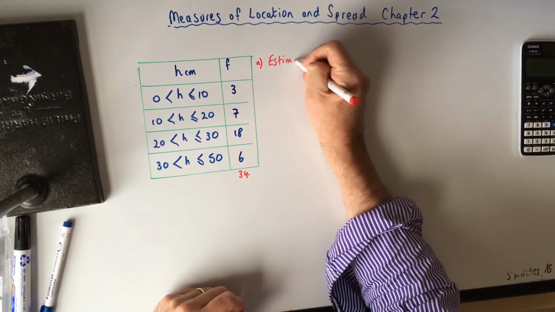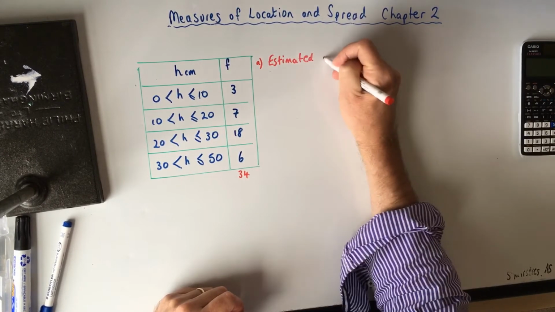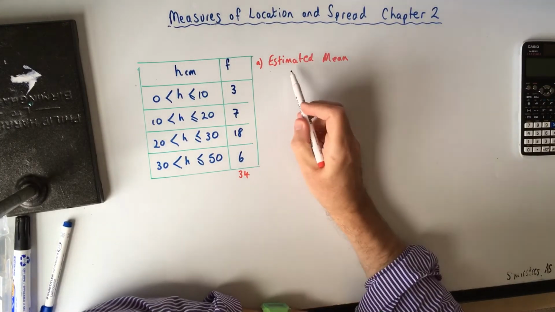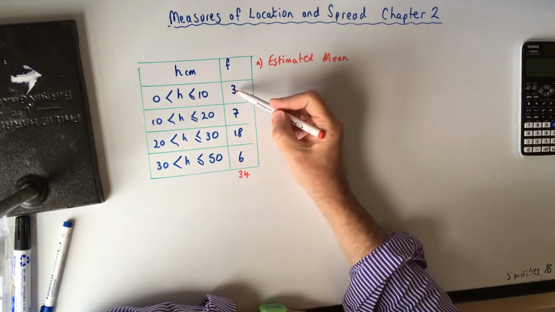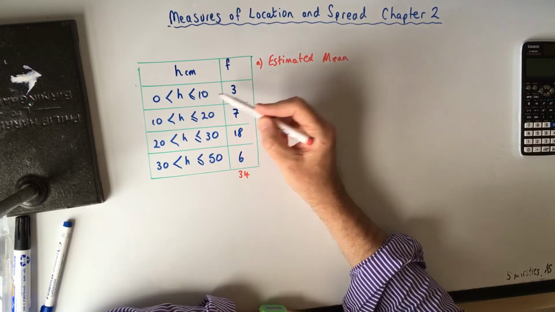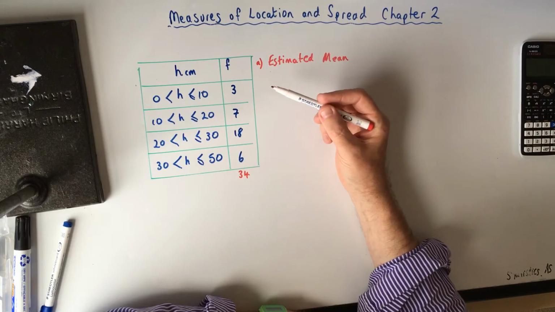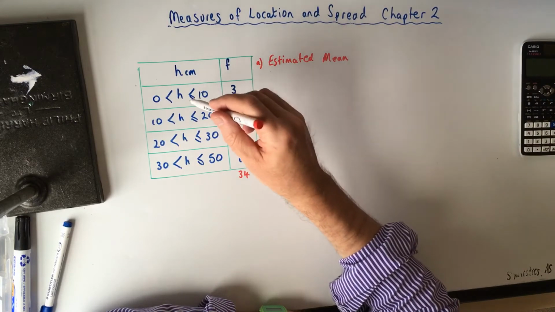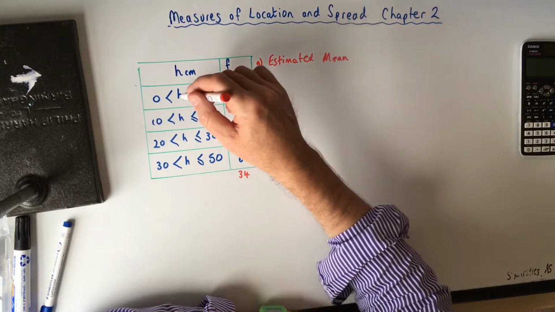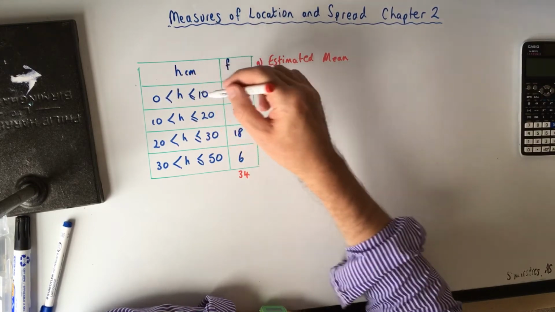And the reason that we call it the estimated mean, so that's the first thing we're doing. It's only grade C, isn't it, at GCSE? But for completeness, I might as well just quickly go through it. It's called the estimated mean because actually we don't know how tall these 3 pea plants are. We know that they're somewhere between 0 and 10 centimetres. So it's sensible to make an estimate for them and say that they're all 5 centimetres. Those 3 are 5 centimetres, the middle of the group.